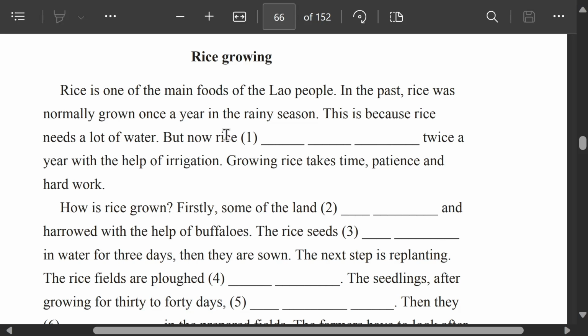Can we go? It's a passive. Rice, now, in the present, this is giving you the present, you see? Now is used for the present, right? So rice is grown. For example, that's the passive, right? But here we have three options, three words, so it cannot be "is grown." It can be grown. Rice can be grown.